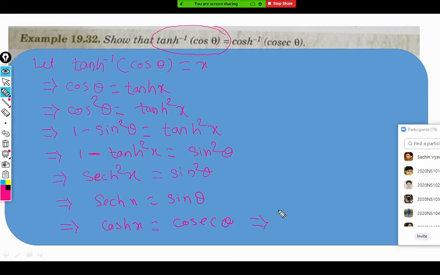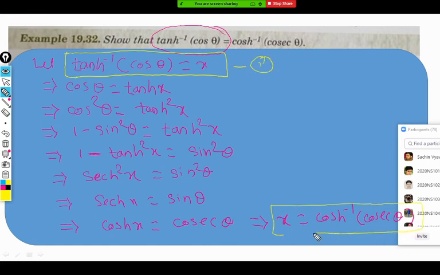and this gives us what is x. X equal to cos h inverse of cosec theta. So we have the two equations here. This is equation number 1. From equation 1 and equation 2, we have both values are for x, and that's the required answer. Then you'll observe tan h inverse of cos theta should be the same as cos h inverse of cosec theta. From 1 and 2 we have the required answer.